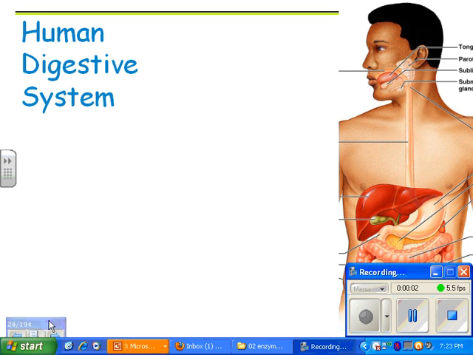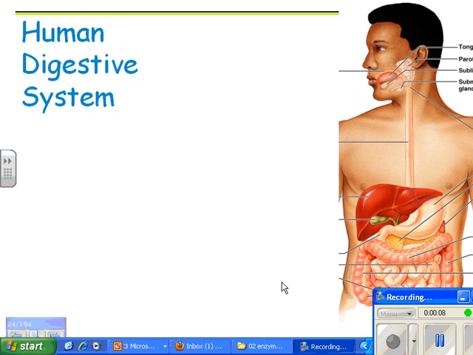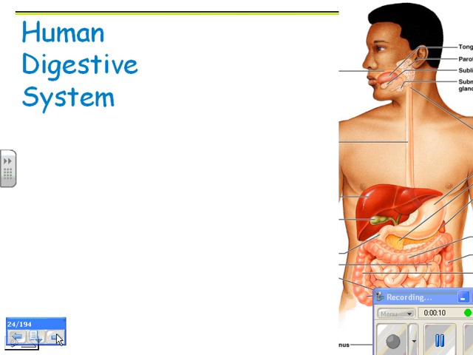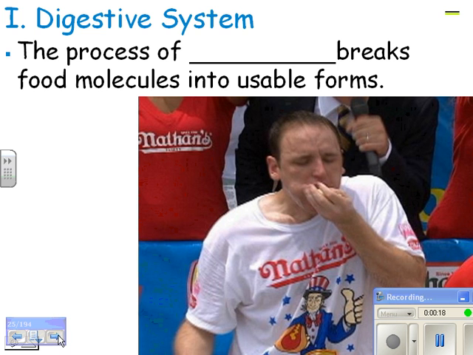Human digestive system. So we just finished a unit on enzymes, and there are lots and lots of enzymes used to digest your food. So this is a good time to talk about the digestive system. And here's a guy from Nathan's hot dog eating contest, which is maybe the grossest thing in the world. The process of digestion breaks food molecules into usable forms.